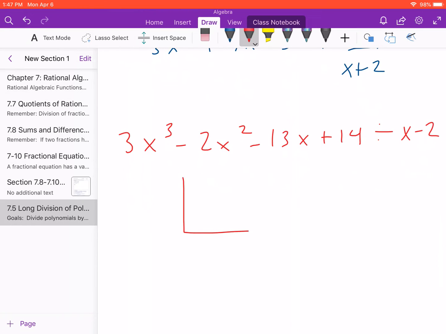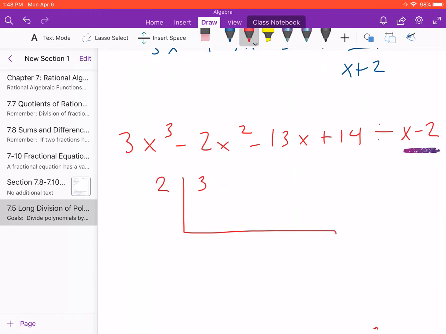I'm going to draw a little box. And when we divide, we always want to make sure that we're using the root associated with the divisor. In this case, that root is a positive 2. So I'm going to put a 2 outside. And then I want to make sure that every single variable is represented. And in this case, we have x cubed, x squared, an x to the first, and a 14, so we don't need to put in a 0 for any of our missing x's. So what we're going to do then is write the coefficients directly in front.